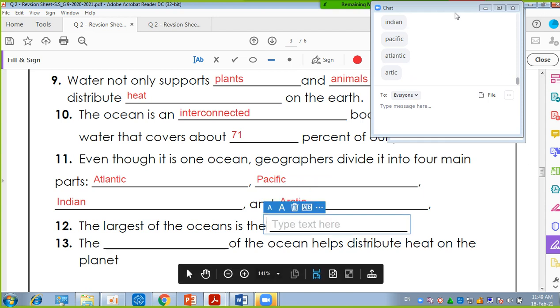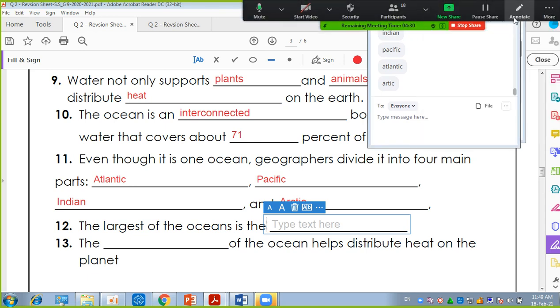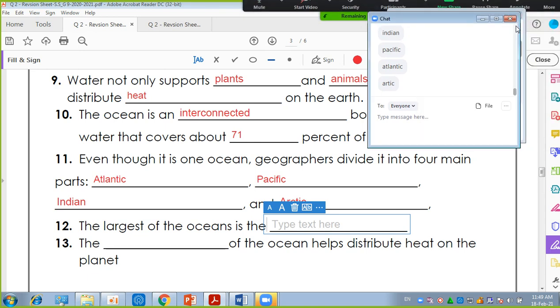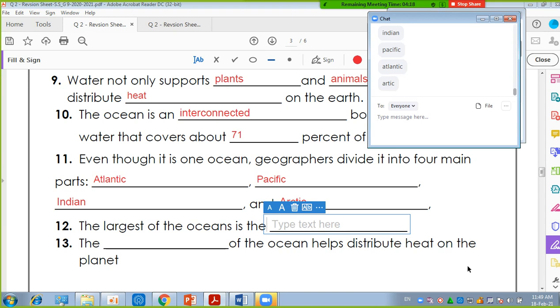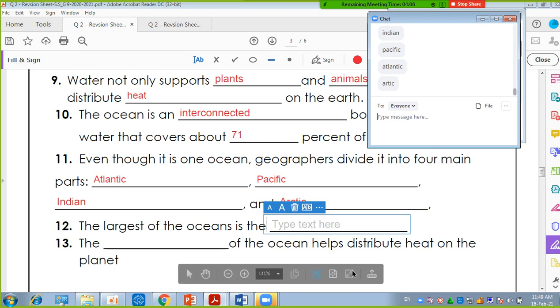Miss, can I answer number 12? It's Amira's turn. If she couldn't answer, I will let you. Okay. Amira, number 12. The largest of the oceans is what? It's easy. What is the largest ocean, Amira? Okay, Amira, this is not good. I told you, if you can answer, you can write at least that you can answer. But don't just let me call your name and you don't answer me back, although I'm sure that you are listening to me.